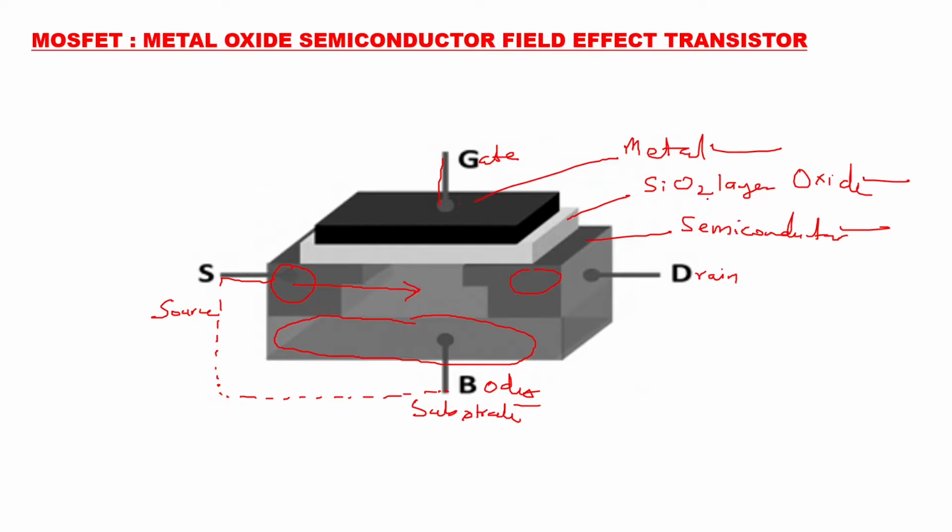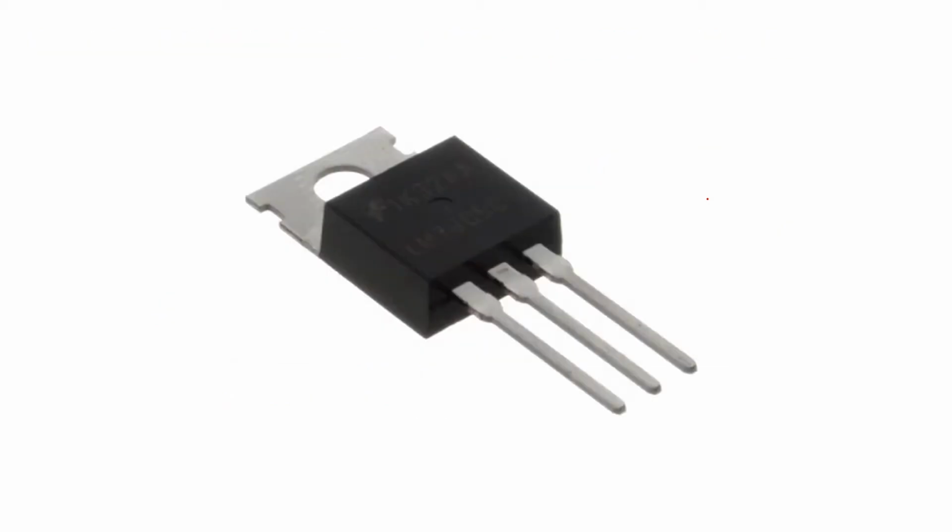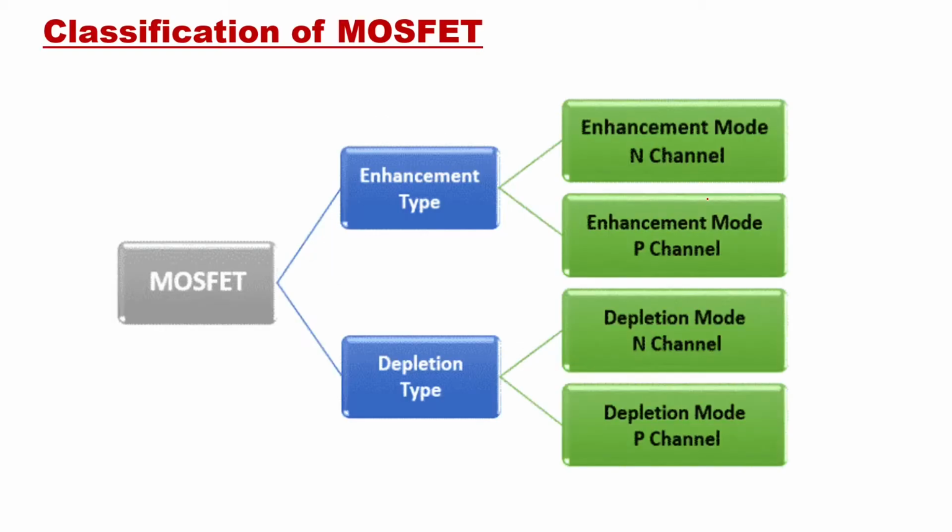So here, the three terminals are gate, drain, and source, which are important. And the body or the substrate is internally connected to the source. Practically, if you go to see in your labs, if you see a FET, you will get one of this type. And then you can see the three terminals, source, drain, and gate. And those three terminals you can use for your connections.